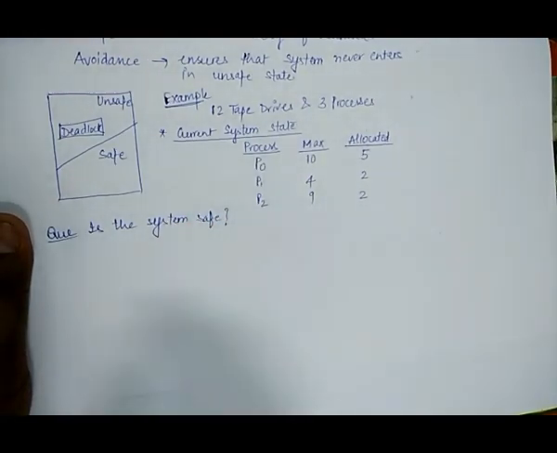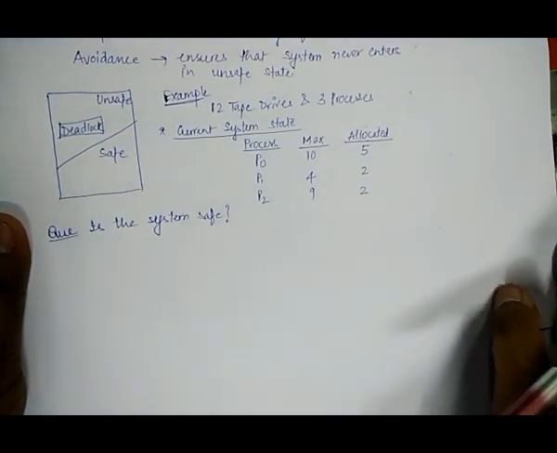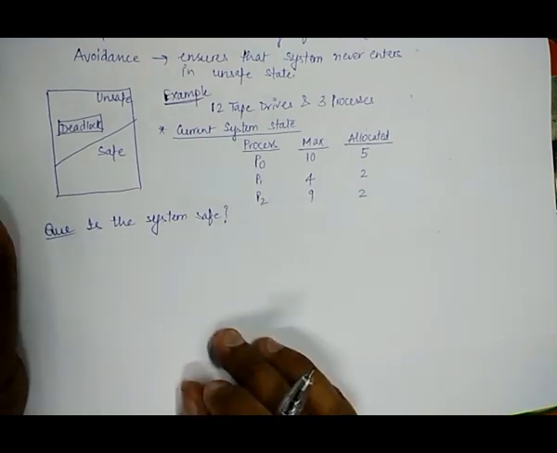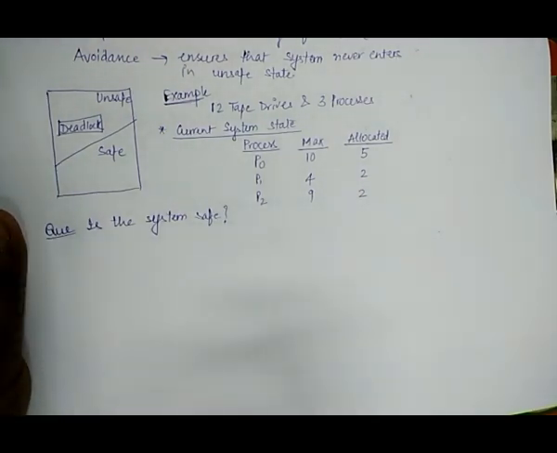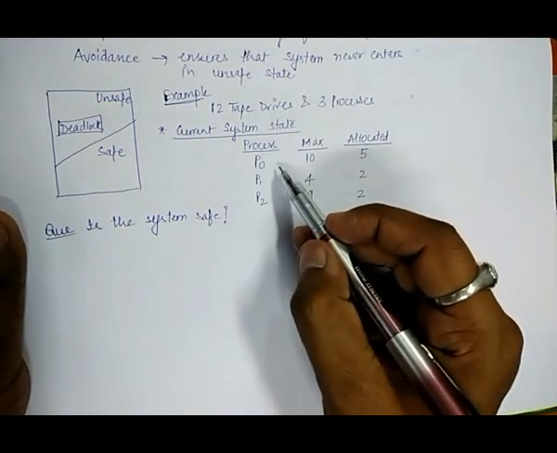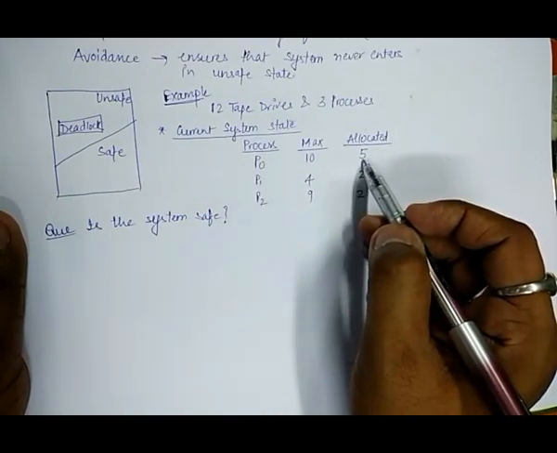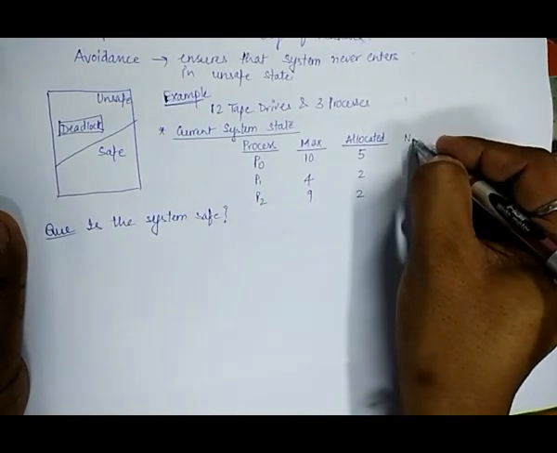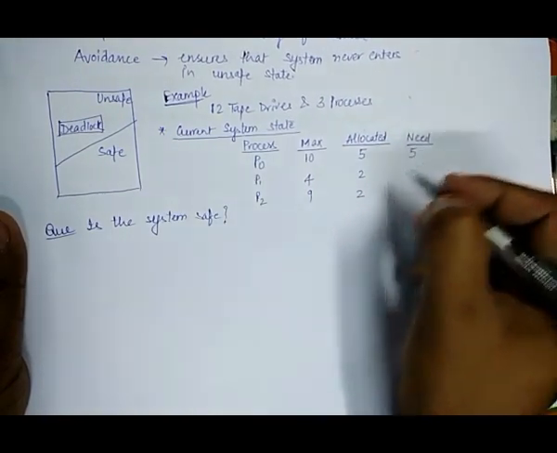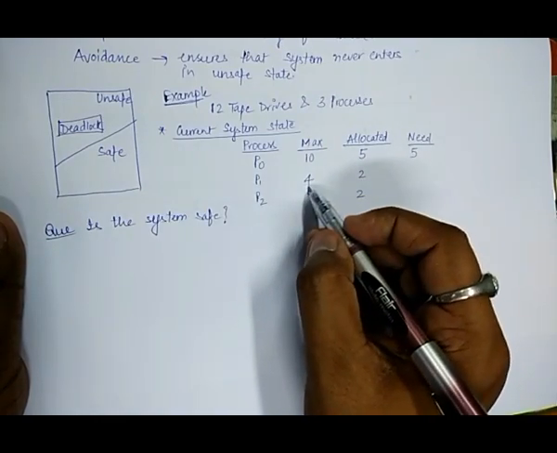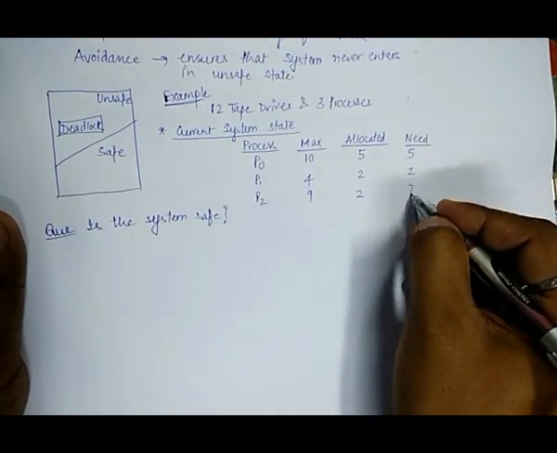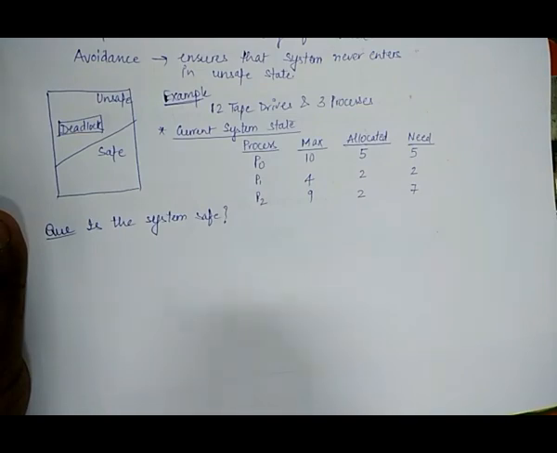Is the system safe? How can we answer this question? To answer this question, we have to find the safe sequence. So let us check whether we have any safe sequence in which processes can be executed. For P0, the allocated resources are 5 and the max need is 10, so it further needs 5 resources. Similarly, for P1 the max is 4 and allocated is 2, so in future it will need 2, and similarly P2 will need 7.